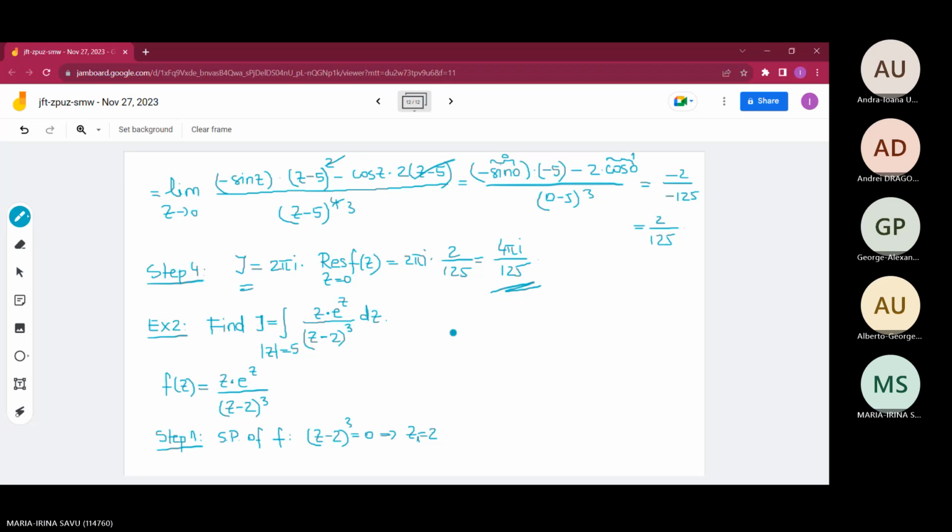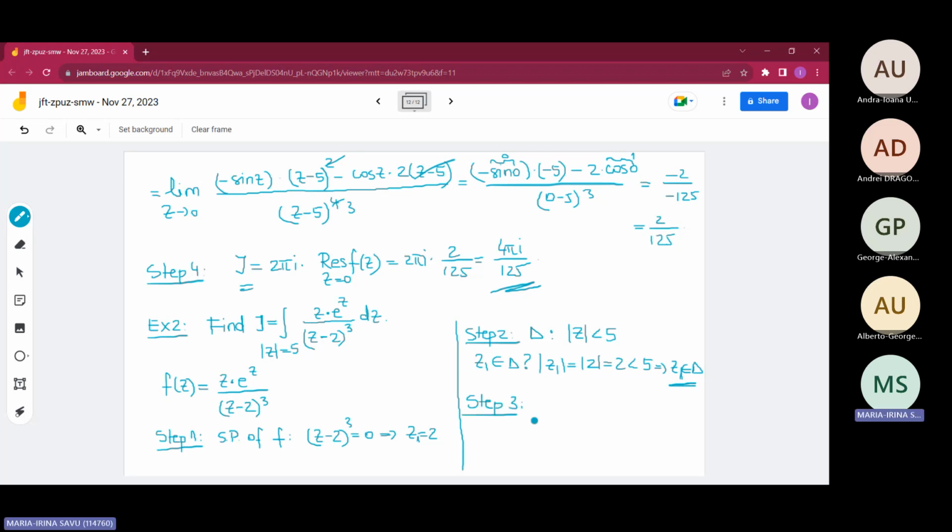Then step 2, you have to find the condition of delta, which is taken from here, but you have to put less than instead of equal to. To see if z1 is in delta, you compute the modulus of z1, which is the modulus of 2, which is 2, which is less than 5. So it is in the disk.